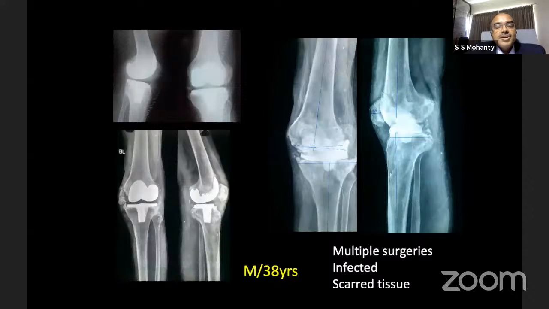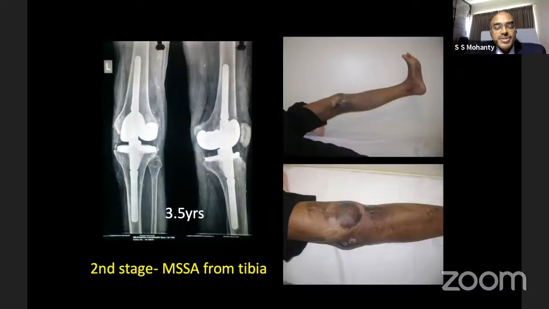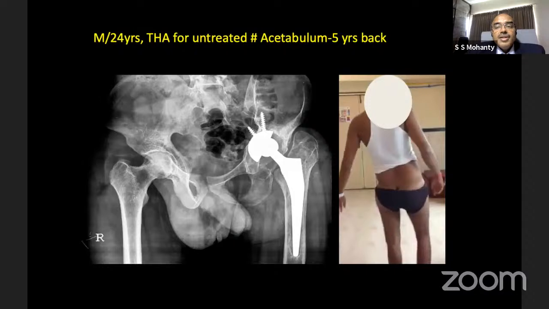This is a 38-year-old young male, following trauma, multiple procedures, and plastic surgical procedures, followed by a joint which got infected. So a 2-stage reconstruction was done, with multiple surgeries and infected scar tissue. During the 2nd stage, though it was not looking infected, the samples from one of the sites on the tibia showed growth of MSSA, which was treated for about 6 weeks with appropriate antibiotics. This is 3.5 years follow-up of this patient.